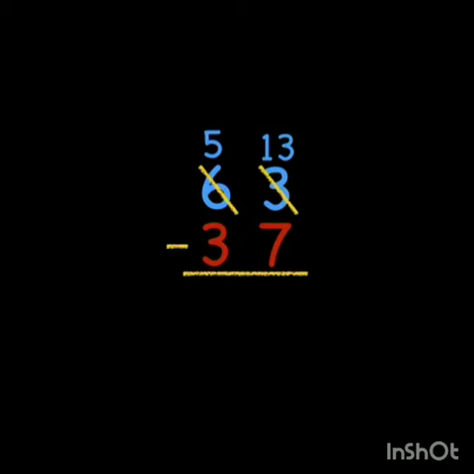Now we can subtract our ones. What is 13 minus 7? 13 minus 7 is 6. So we write that down in our ones column. Then we subtract our tens. What is 5 minus 3? Easy. 5 minus 3 is 2. And now we know that our answer is 26. And that is subtraction with 2-digit numbers and regrouping.